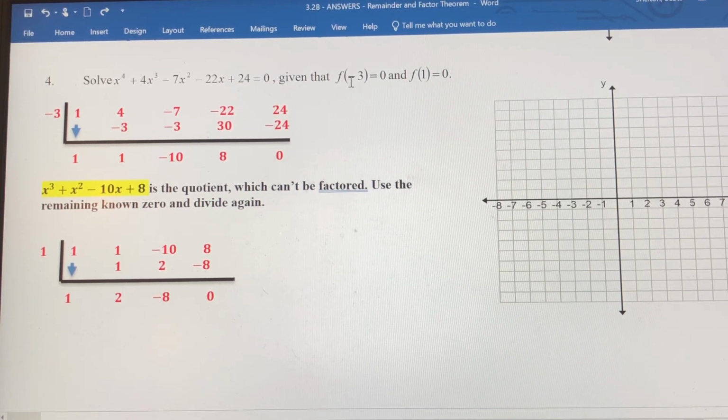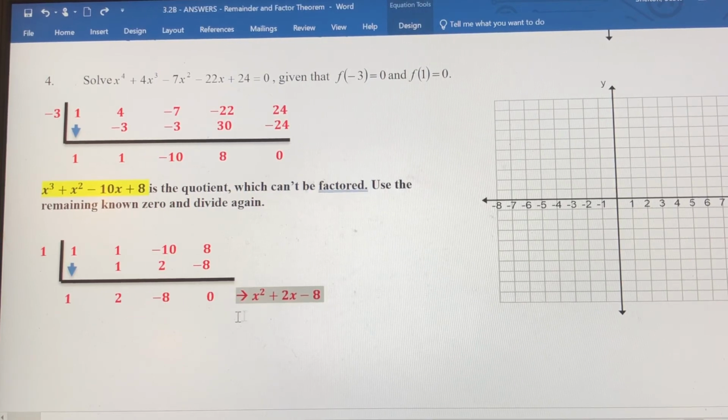So I've got the 0 of -3, which leads me to a factor. This would be x plus 3. I've got this 0, 1, which gives me a factor of x minus 1. And this quadratic here will be another part: x squared plus 2x minus 8. Once I get this, I want to try to factor it. This can be factored.